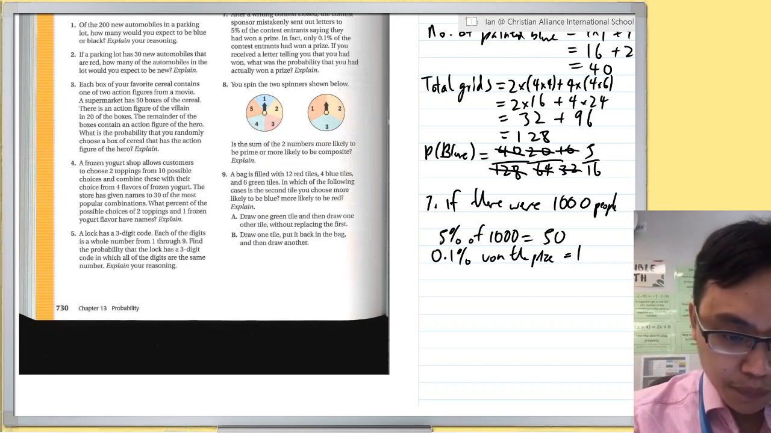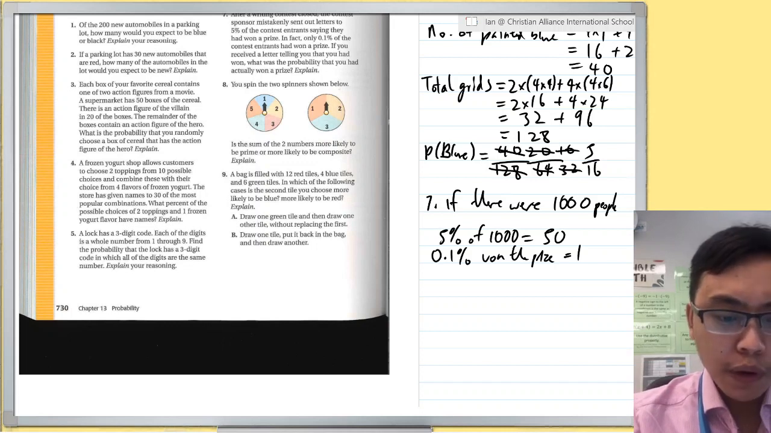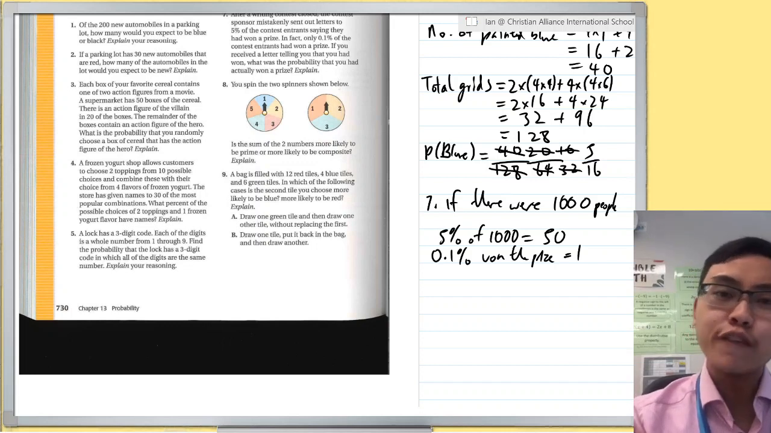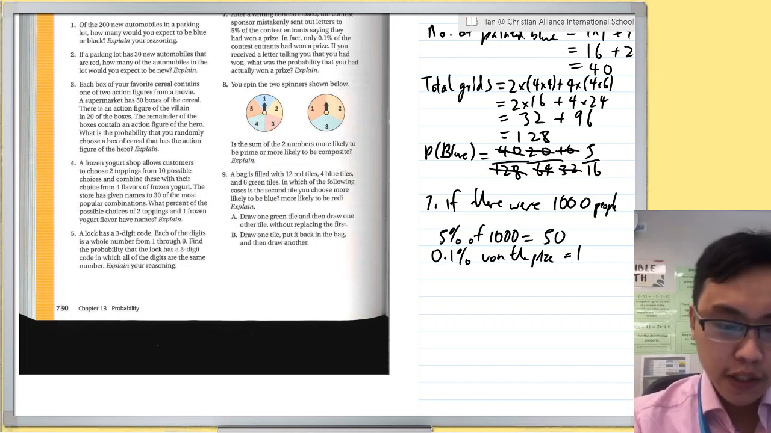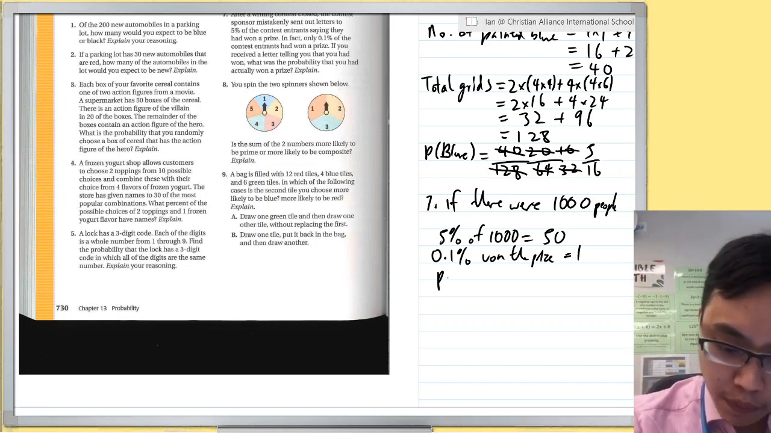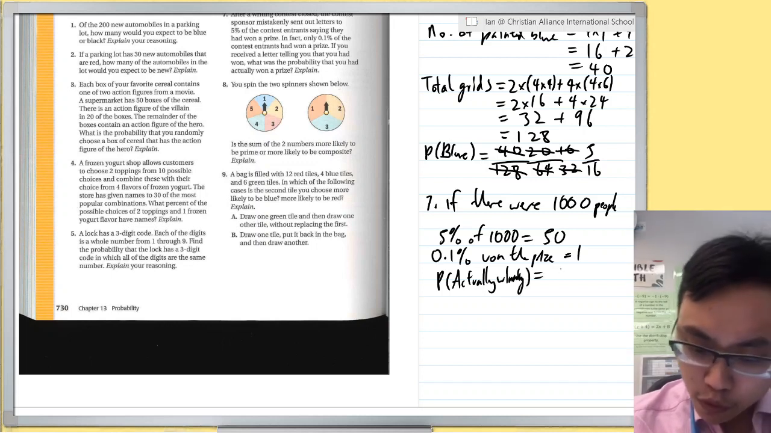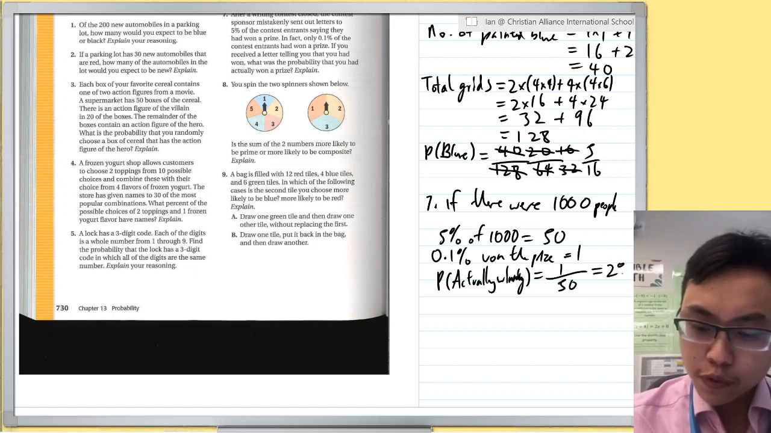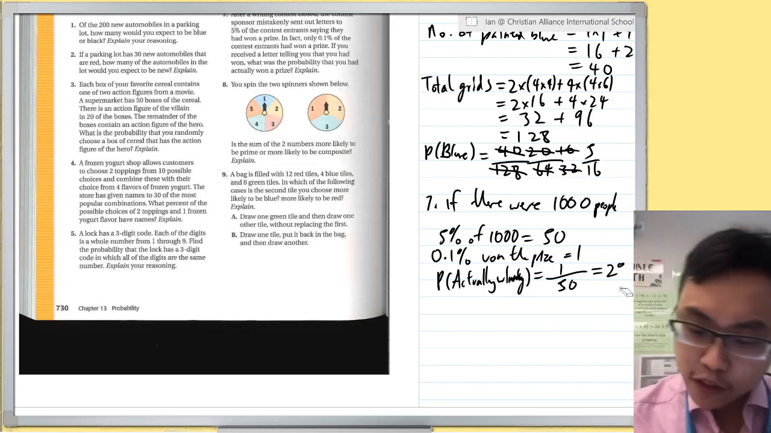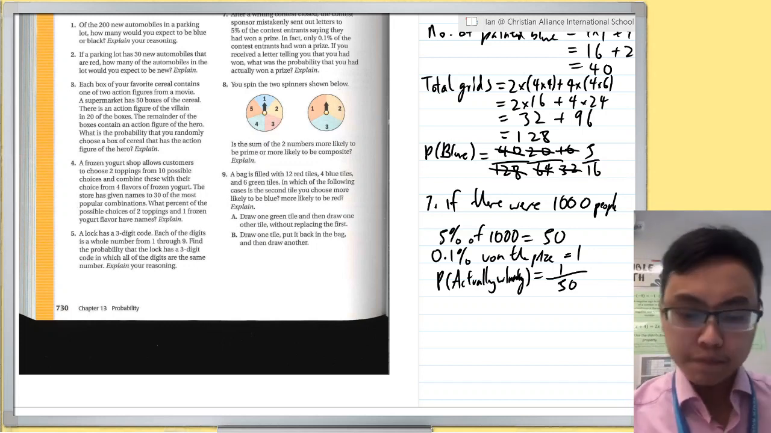It says, if you received a letter telling you that you had won, what is the probability that you had actually won a prize? Only one person out of those 50 actually won the prize. So the probability of actually winning is equal to 1 person out of the 50 people who received letters, which is equal to a 2% chance, or just 1 out of 50. Just leave it as the fraction, 1 out of 50 is okay.